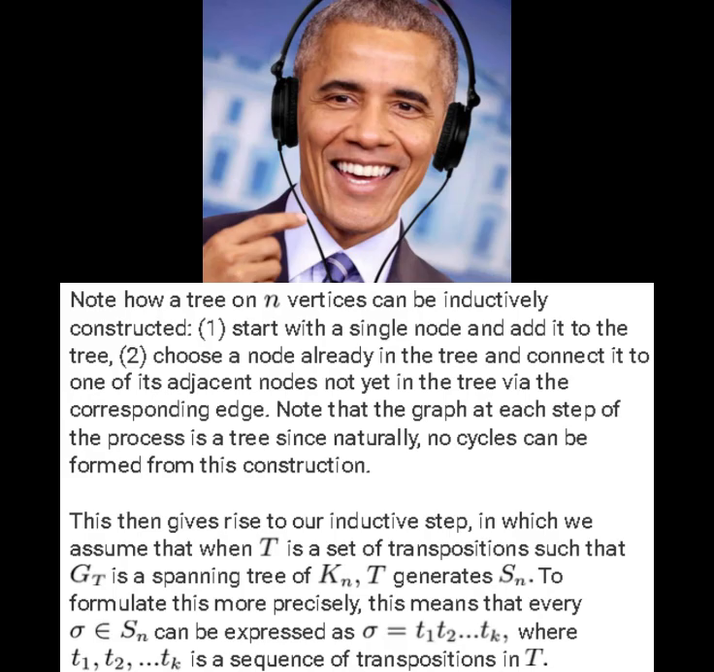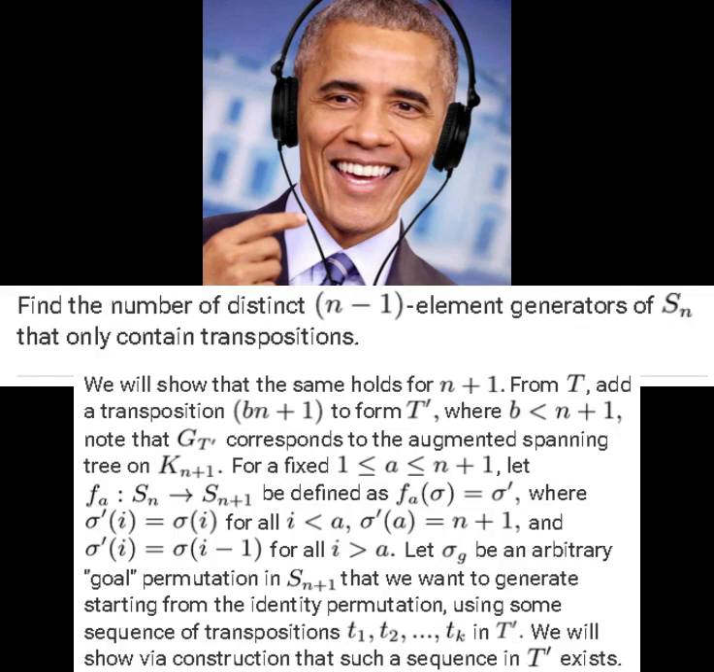All right, enough banter. As for the proof, we'll first note that trees can be constructed in an inductive manner and then leverage that for the inductive step of our proof. So note that the new edge in the graph corresponds to a new transposition added to the set T, which is of the form (b n+1). We'll define f sub a of sigma to be sigma, but with n plus 1 sandwiched at position a.